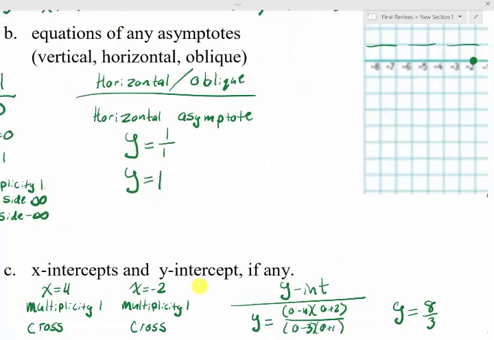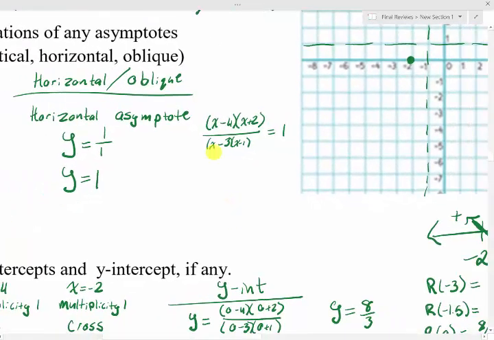Now don't forget, we do need to check to see if our function will ever cross this horizontal asymptote. So what we're going to do is take our function and set it equal to that asymptote. And if we get x equals a real number, we know it crosses at that point. If we get some kind of imaginary number or something that's impossible, we know it will not cross.